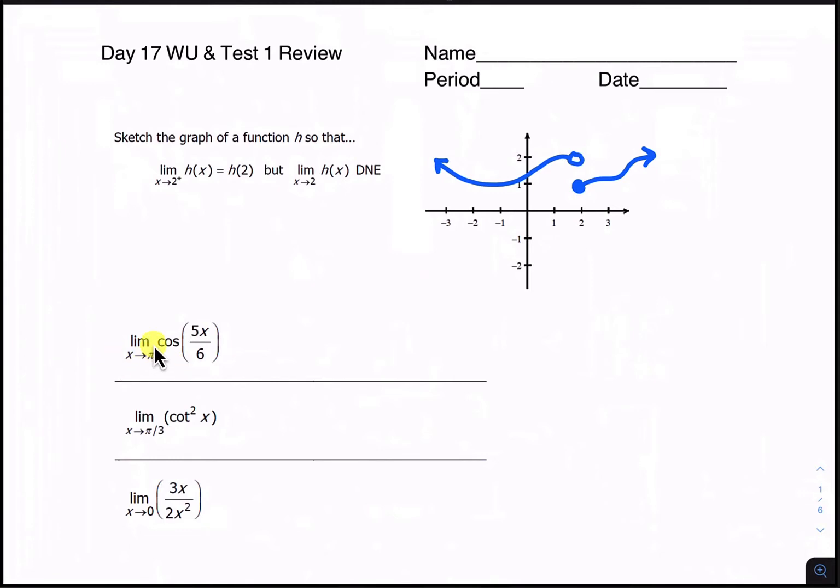In this next problem, we're looking at the limit as x approaches pi of the cosine of 5x over 6. Well, we can just do direct substitution, replacing x with pi. And that would be the cosine of 5 pi over 6. And on the unit circle, we know that the cosine of 5 pi over 6 is negative square root of 3 over 2.